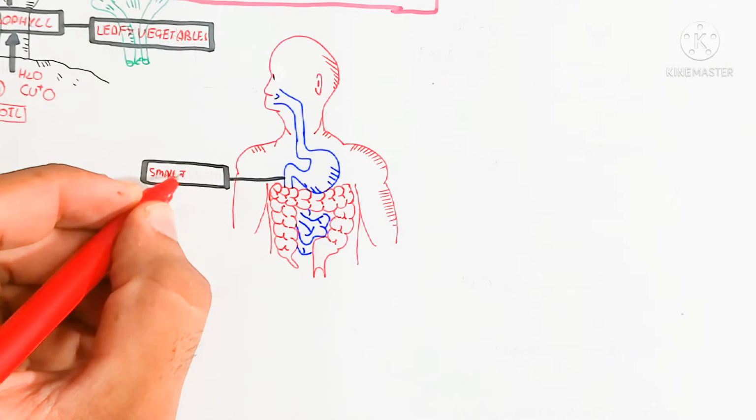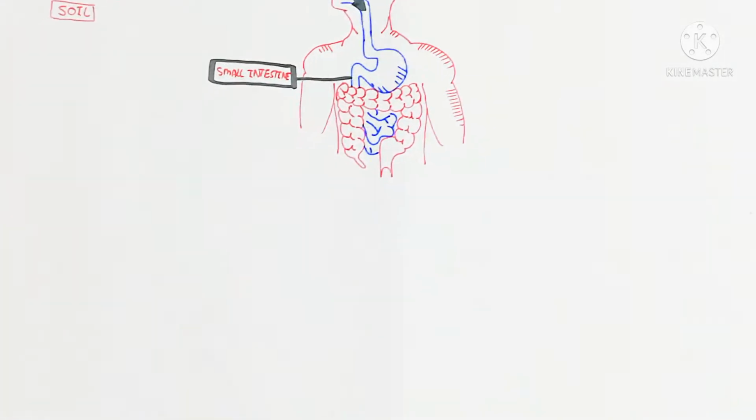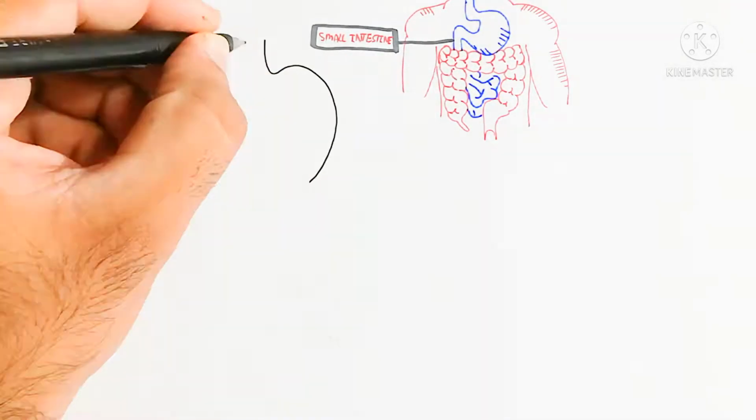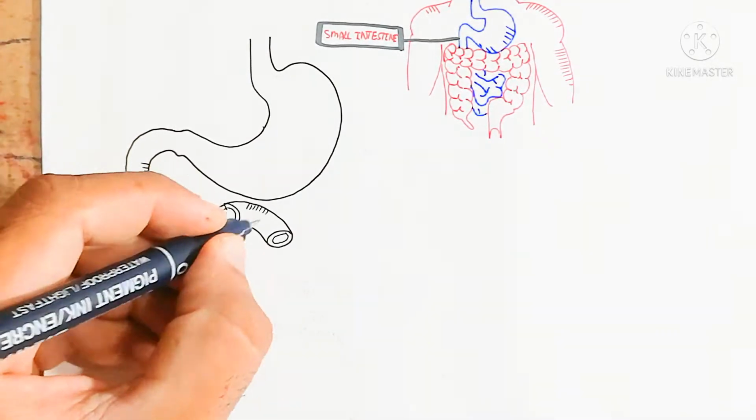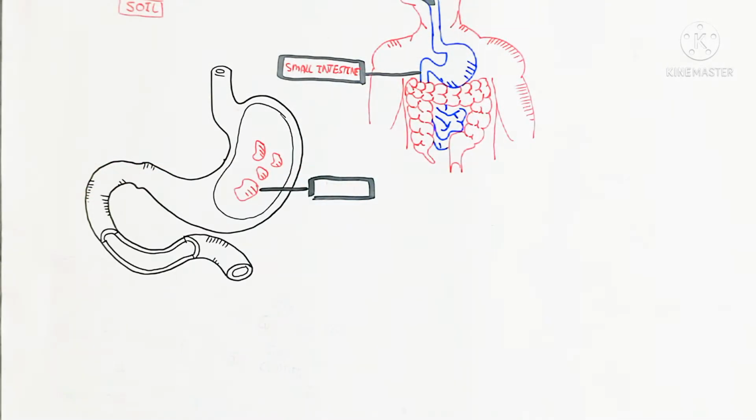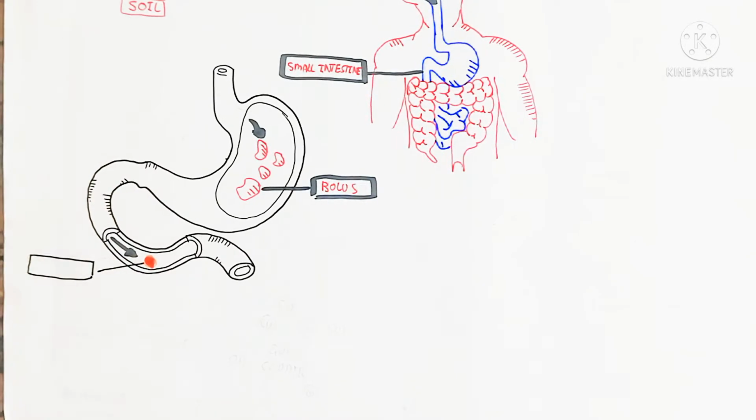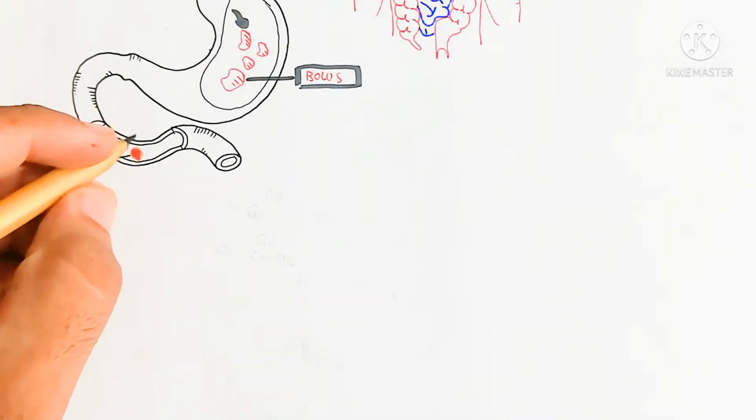Here is the duodenum, and the stomach contains the small intestine. First is the small intestine. When we take copper-containing food, it goes into the small intestine, where complete absorption occurs. Here is the bolus formation after moving into the stomach. The bolus forms after the semi-digestion of starch. It then goes into the duodenum, and after further digestion it is known as chyme, and moves into the wall of the intestine.